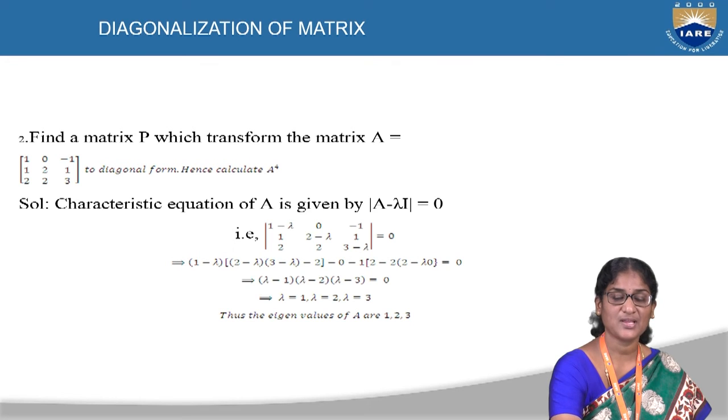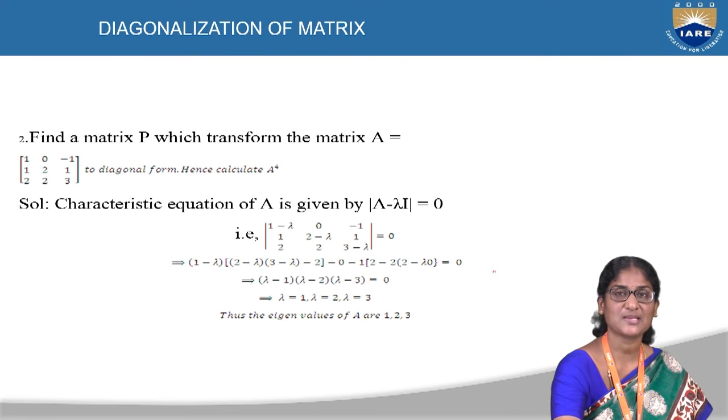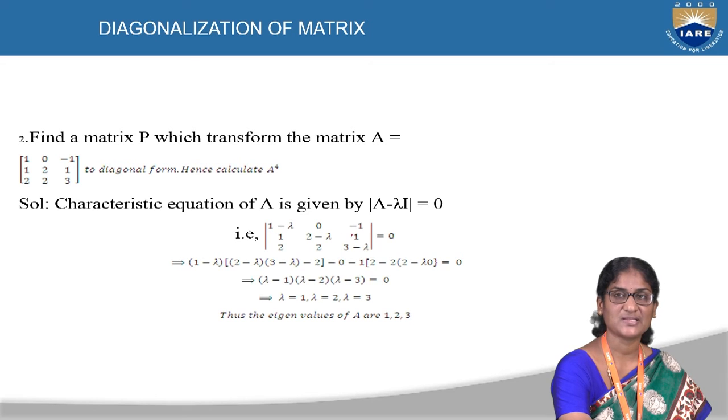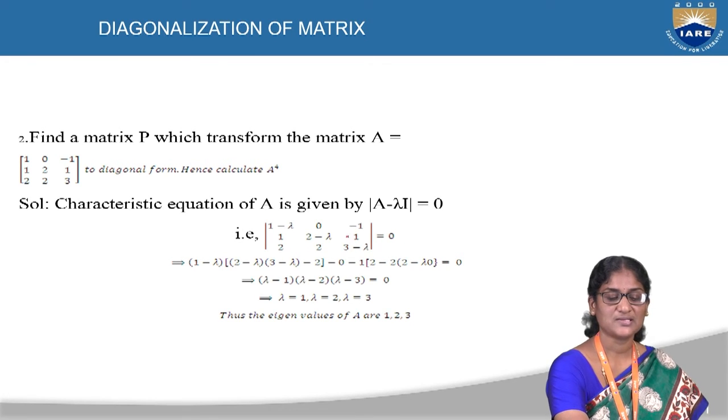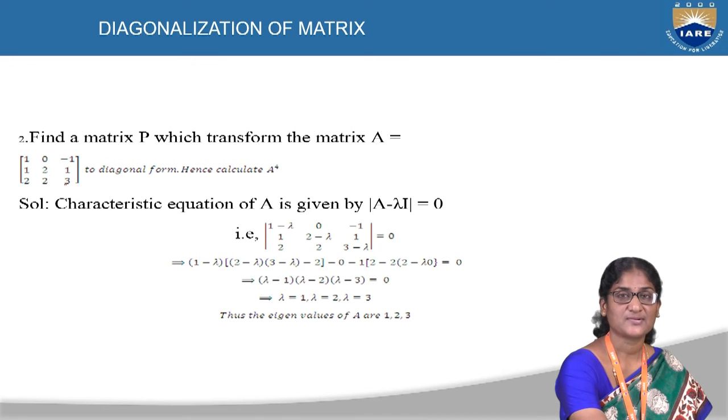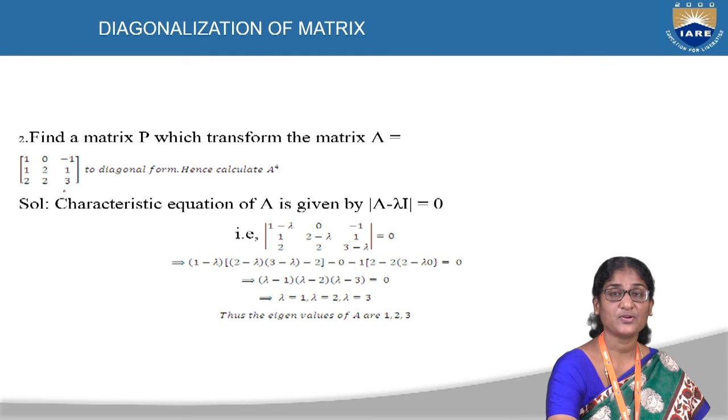The eigenvalues can be obtained by the determinant of A minus lambda I equal to 0. That is the determinant of 1 minus lambda, 0, -1; 1, 2 minus lambda, 1; 2, 2, 3 minus lambda, equal to 0. Solve the given determinant, and we get lambda equal to 1, 2, 3. These are the three distinct eigenvalues that we have got for the given matrix. Next we will try to find the eigenvectors for each eigenvalue that we have.